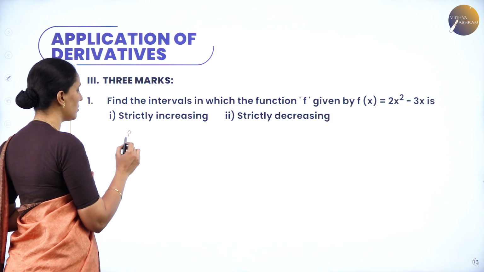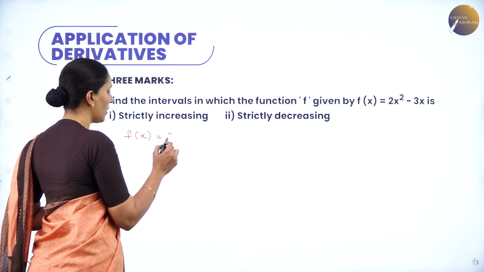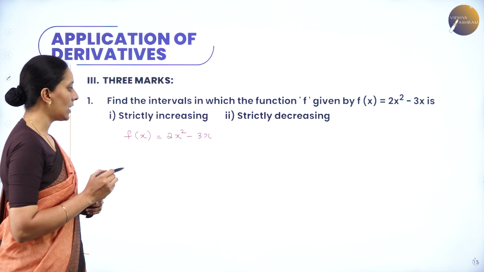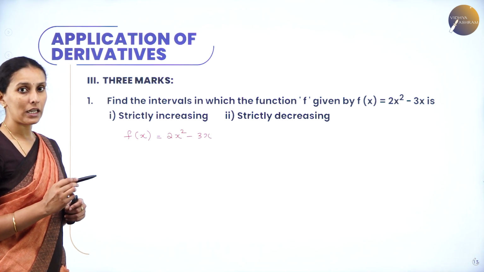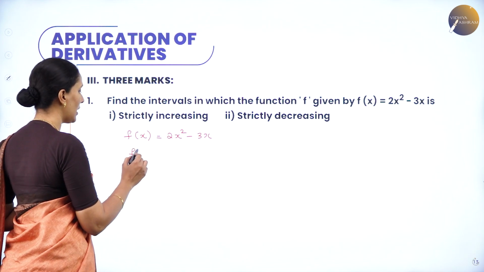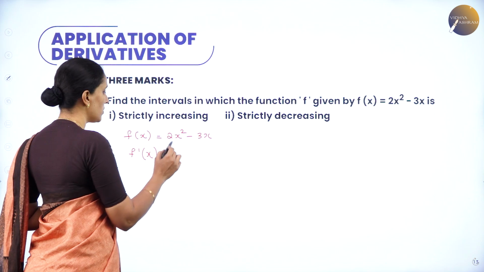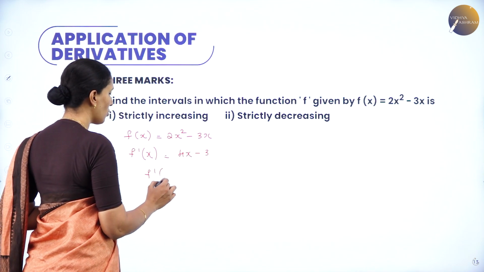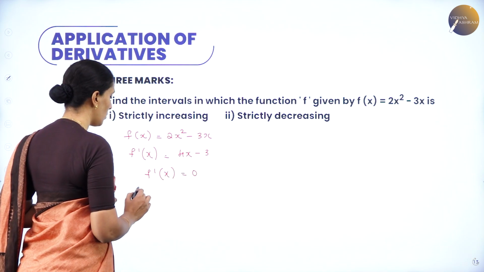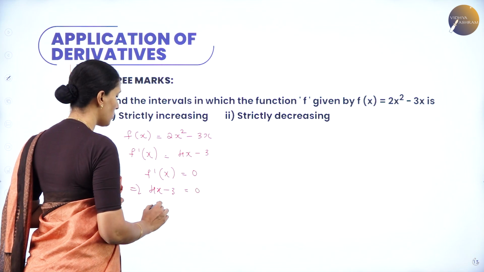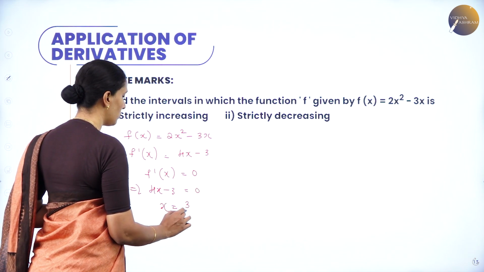So given the function f of x is equal to 2x square minus 3x. To find the intervals, we need to find the critical points where the derivative of the function is 0. So first let us find f dash of x. Then it is 4x minus 3. If we put f dash of x is equal to 0, this implies 4x minus 3 is equal to 0, which implies x is equal to 3 by 4.